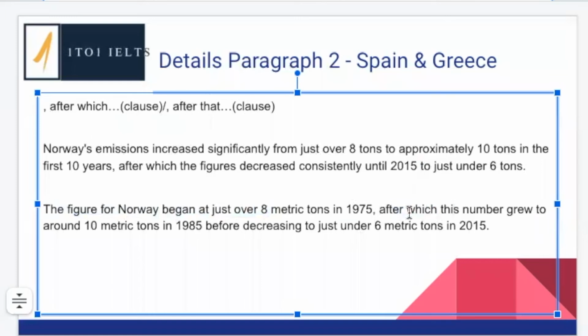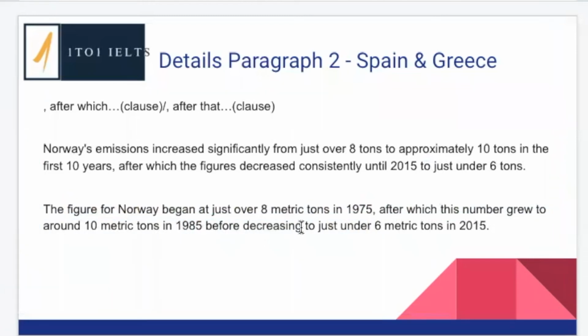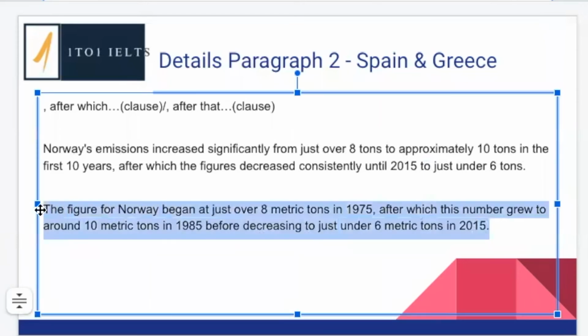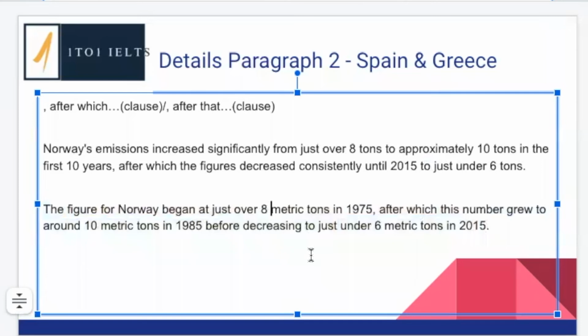So follow the structure: independent clause, comma, after which, clause. After which, this number grew to around 10 metric tons in 1985, before decreasing to just under 6 metric tons in 2015. Beautifully written, really nice, good cohesion. Good job.